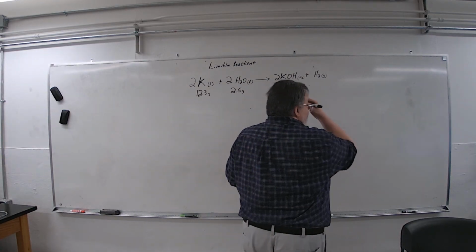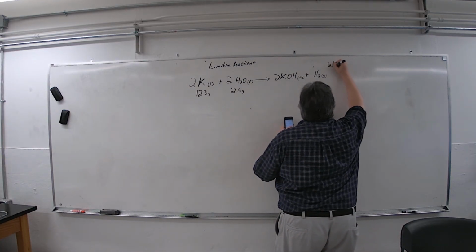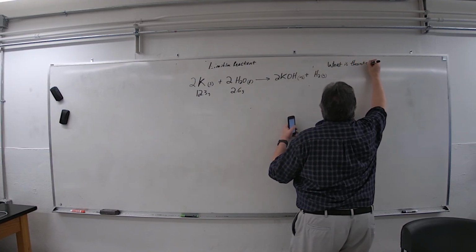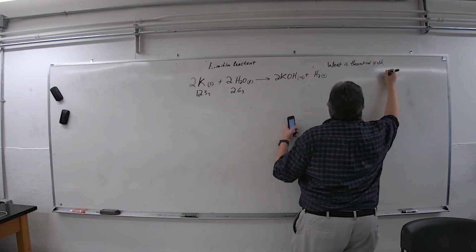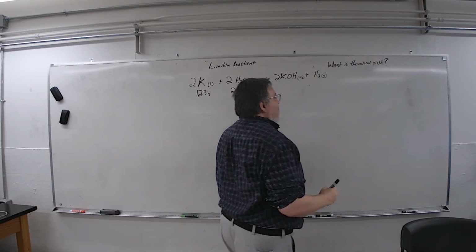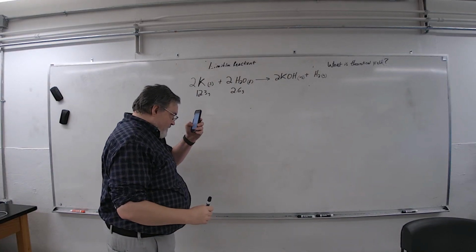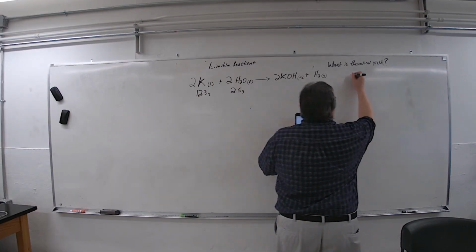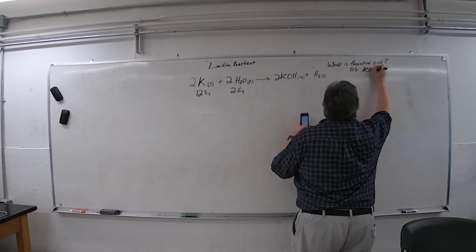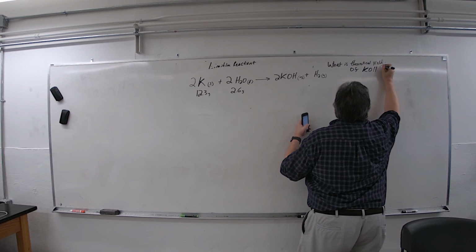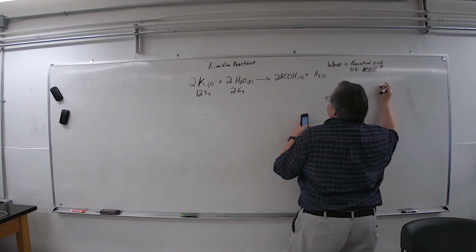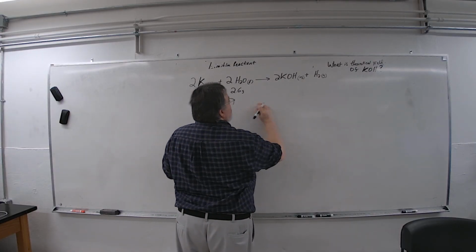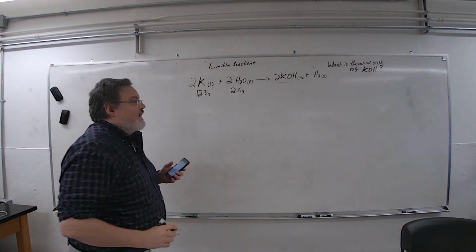And this one doesn't say find the limiting. This one says, you might see problems that just say what is the yield. And it's the theoretical yield, and I guess I have to specify that because there's two products. So it's not the H2 we're looking for, it's the KOH. So specifically, what is the theoretical yield of that?